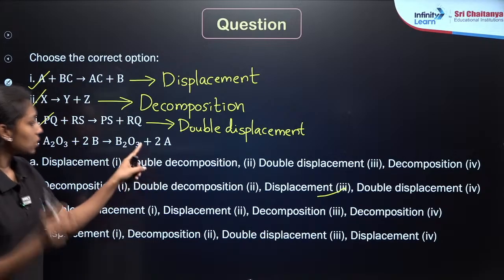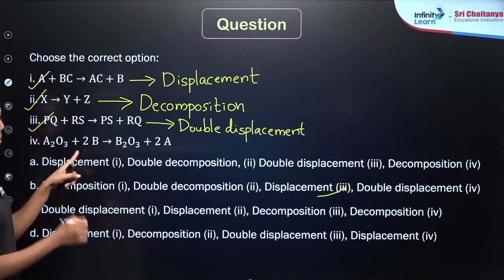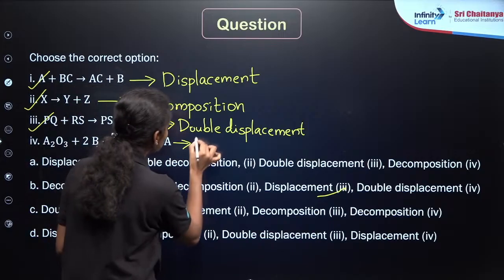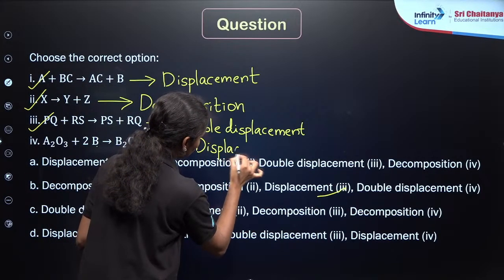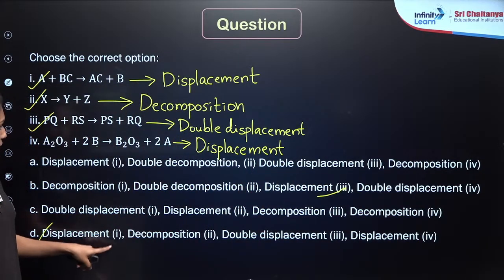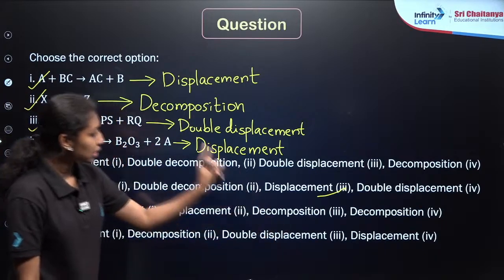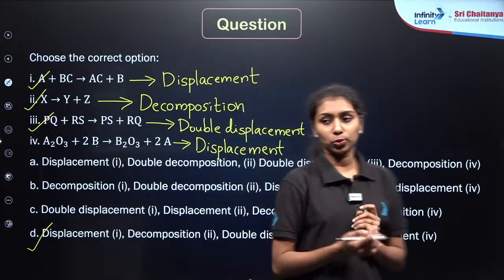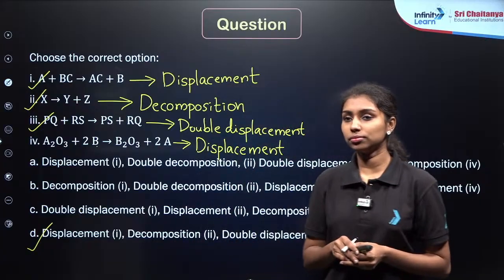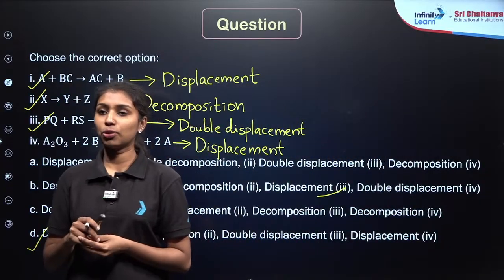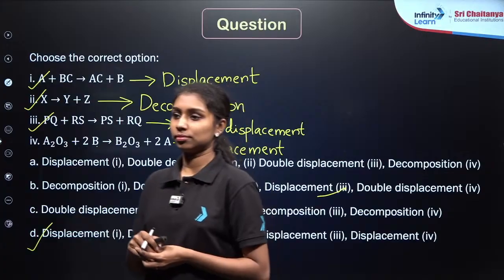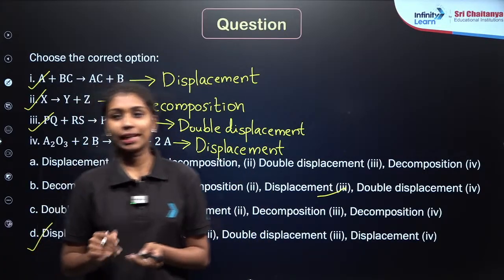A2O3 plus 2B gives B2O3 plus 2A. If you focus on the reaction given here, what you are observing is that B can displace the A element from its oxide, right? So this is again a type of displacement reaction. So altogether, we can say that option D will be our correct answer. Displacement is the first reaction, decomposition is the second reaction, double displacement is the third reaction, and again displacement reaction is the fourth one. Is that clear? Just let me know in the comments. Yes. Can we move to the next question?